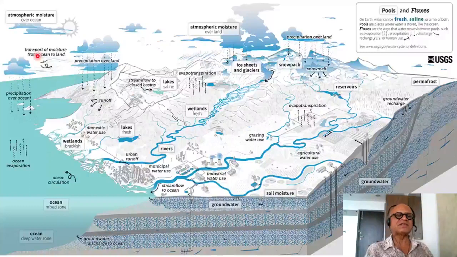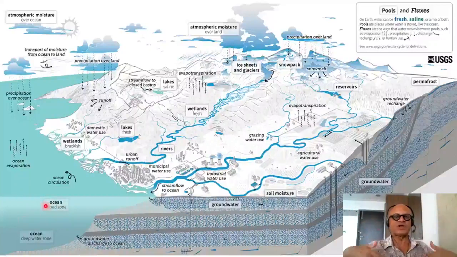And you can see the details here: atmospheric moisture over the ocean, and transport of moisture from ocean to land. And of course there is precipitation over the ocean and precipitation over land, and ocean of course evaporates a lot of water. Even though most of it falls back, what gets transported to land is very critical as well. There is ocean circulation, which moves temperatures, heat, water, and there is the ocean mixed zone near the surface where heating, cooling, and winds generate turbulence, and then there is the ocean deep water zone.